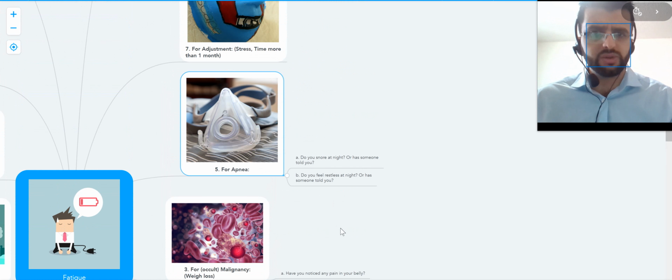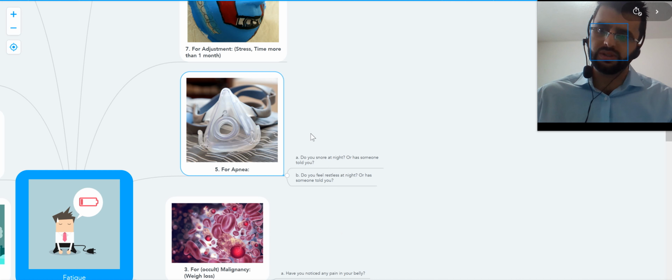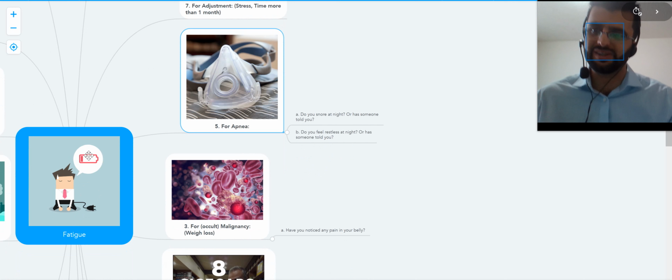For apnea, do you snore at night? This is important. Or has someone told you that you were snoring? Do you feel restless at night? Or has someone told you that you feel restless, like the partner? Okay, so this is the thing. This, you see, this is fatigue, low battery.